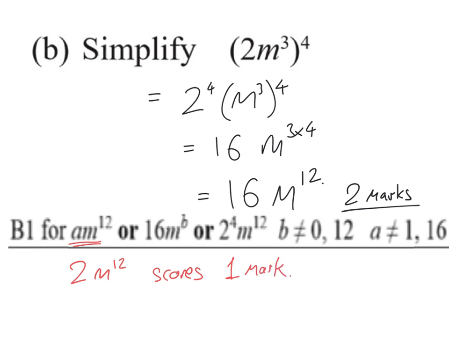Also a popular mistake is to raise 2 to the power 4, but not to calculate it. It's seen in the mark scheme explicitly written there. And if you do not calculate it, evaluate it, you will lose the mark. So those 2 are both 1 mark out of 2.